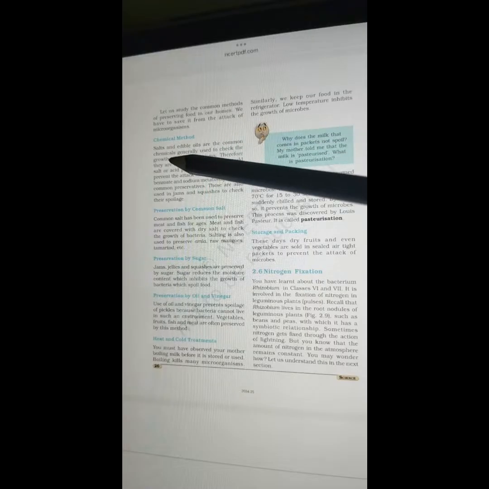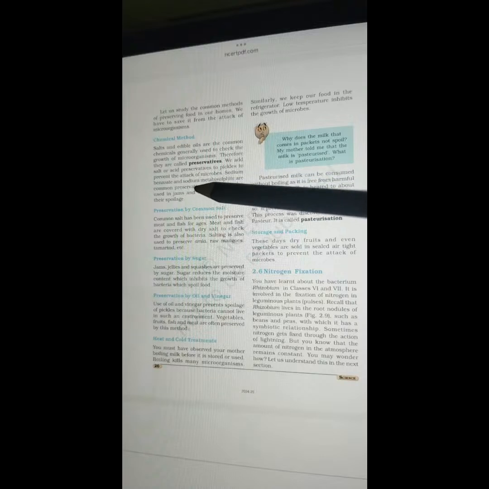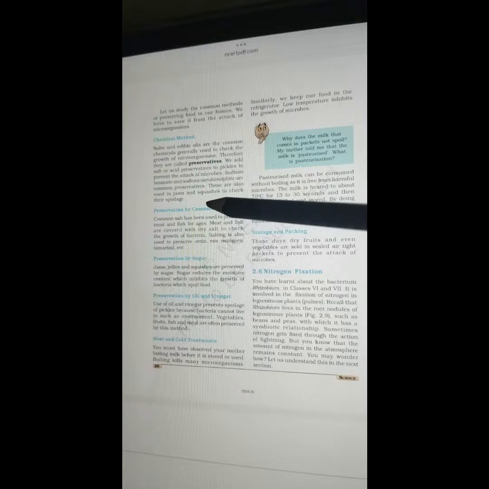Chemical method. Salts and edible oils are the common chemicals generally used to check the growth of microorganisms. Therefore, they are called preservatives. We add salt or oil preservatives to pickles to prevent the attack of microorganisms. Sodium benzoate and sodium metabisulphite are common preservatives. They are also used in jams and squashes to check their spoilage.